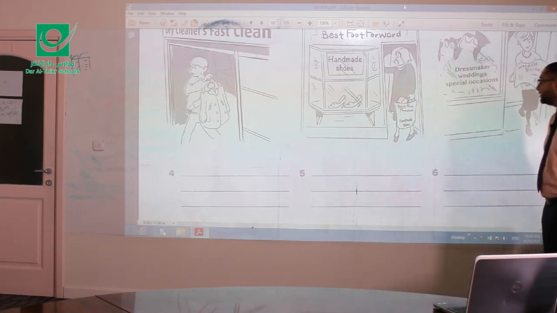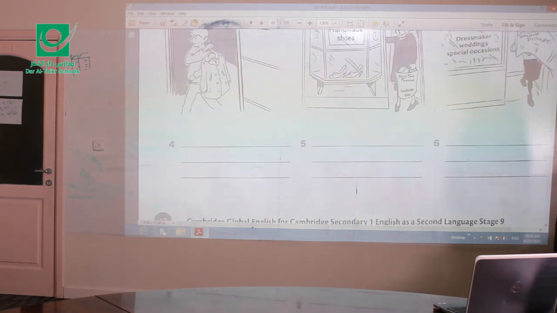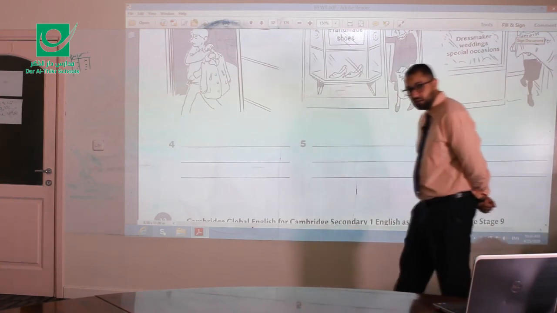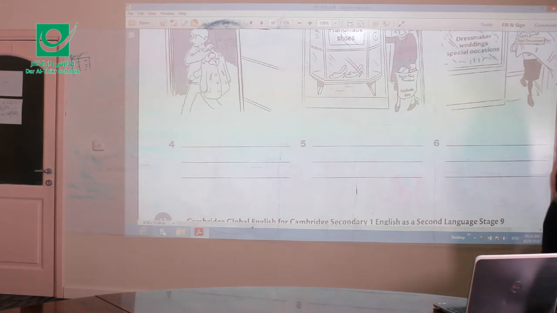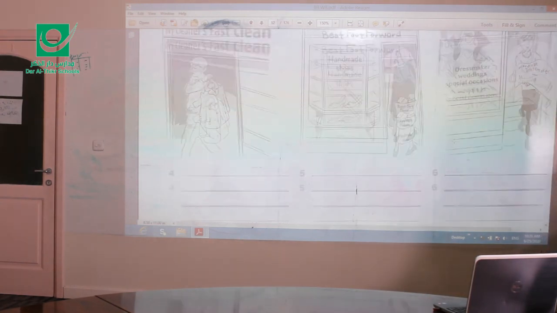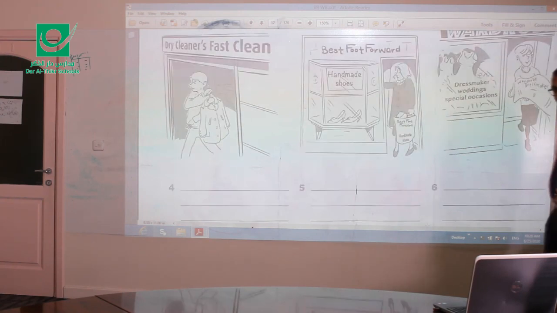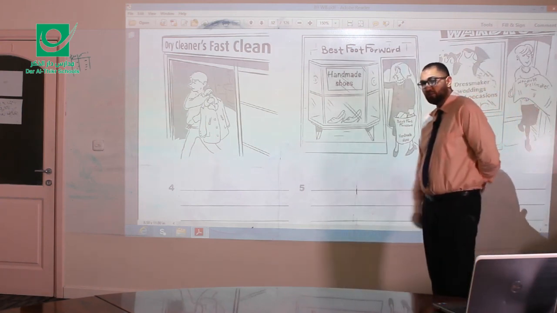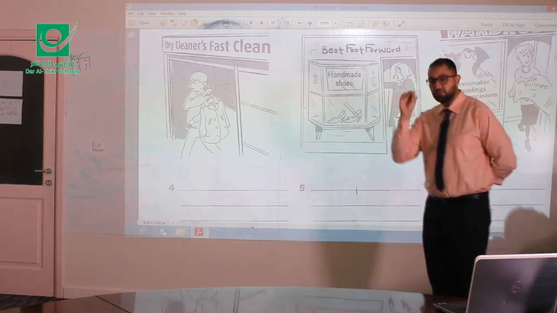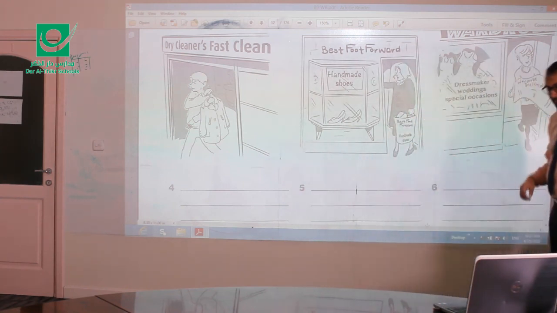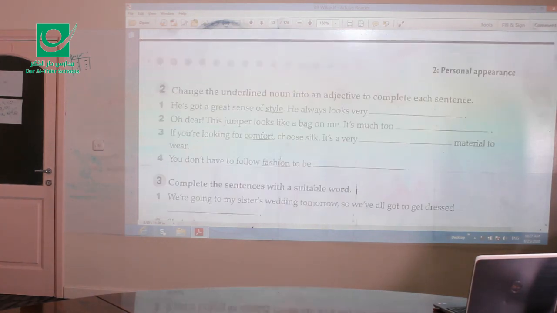Now let's look at the shoe seller and we say she's had her shoes made, for example. Okay, now the last one, the dressmaker. Yes, she's had her dress made. And always remember the past participle form of the verb. Now looking at the other ones, they are all easy to go with.